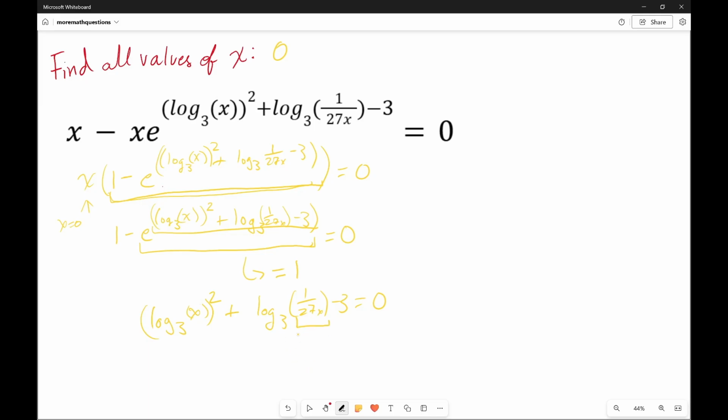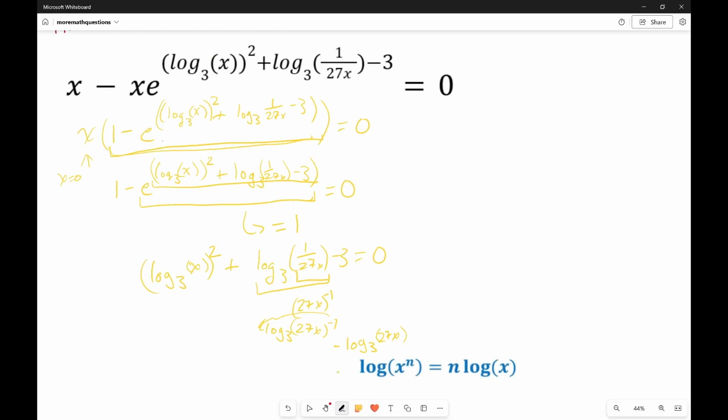So we can say that 1 over 27x can be rewritten as 27x all to the power of -1. And another thing that I can notice is that we can rewrite this as log base 3 of (27x) to the power of -1. Then, based on our logarithm identity of having an exponent over here, we can move this -1 out into the front, and we can say that this is negative log base 3 of 27x. Okay, so I think we can simplify this a little bit more.